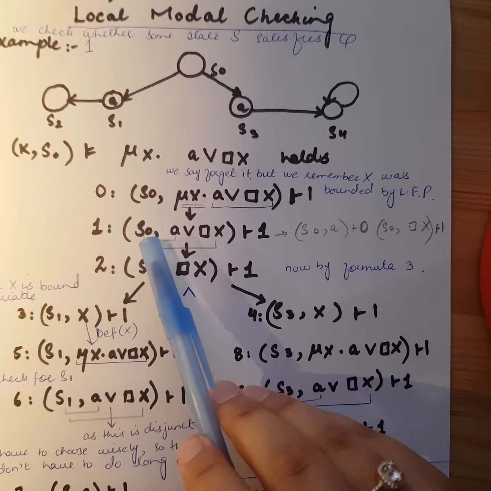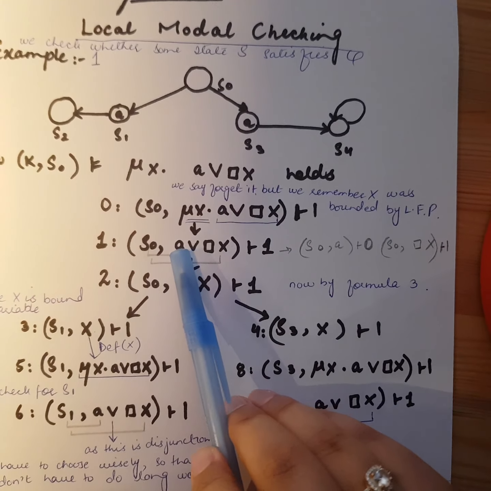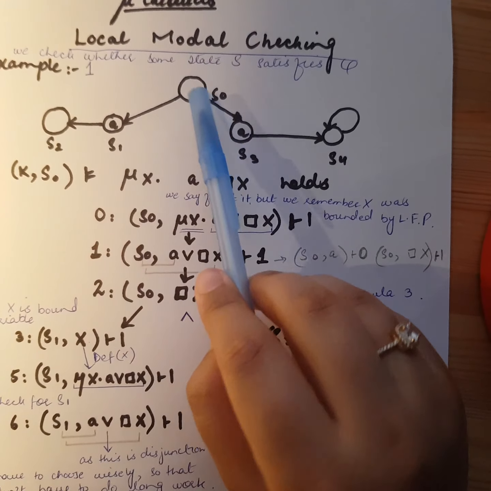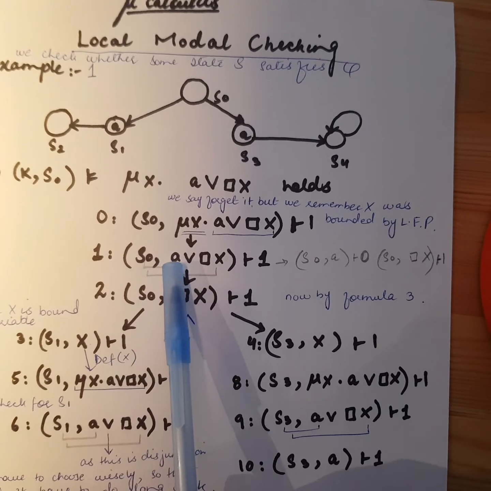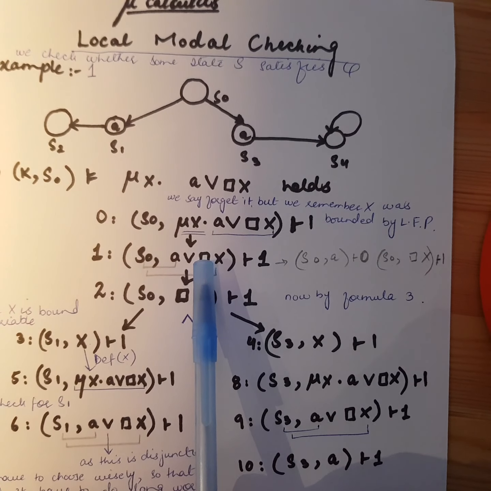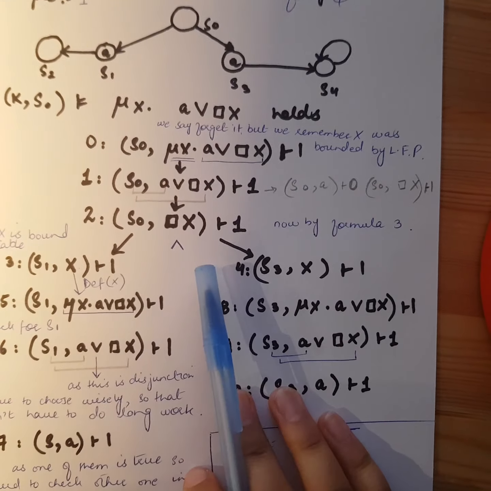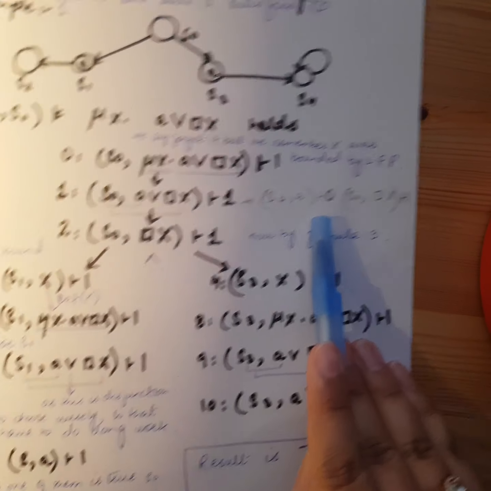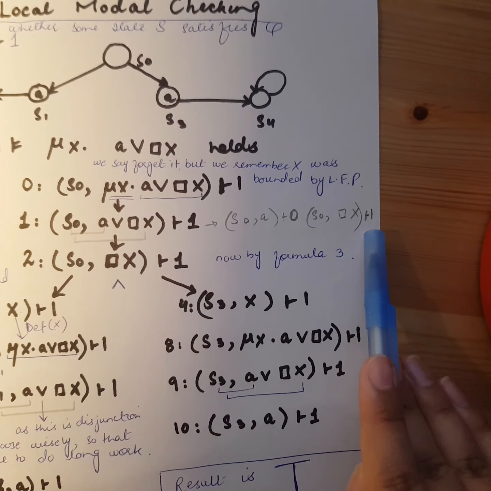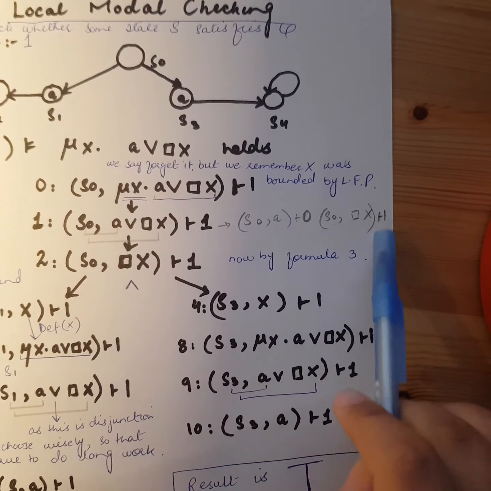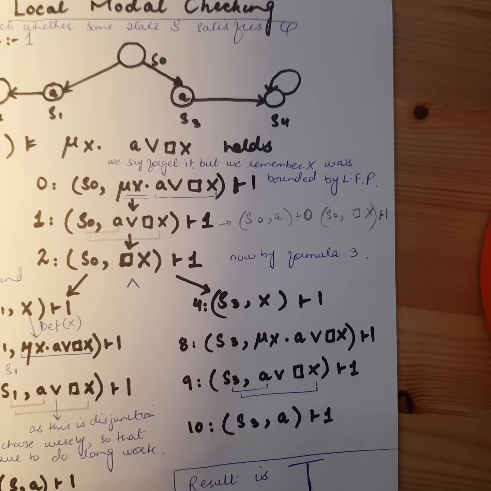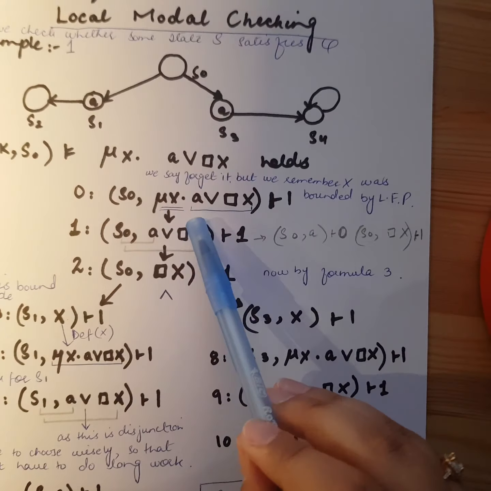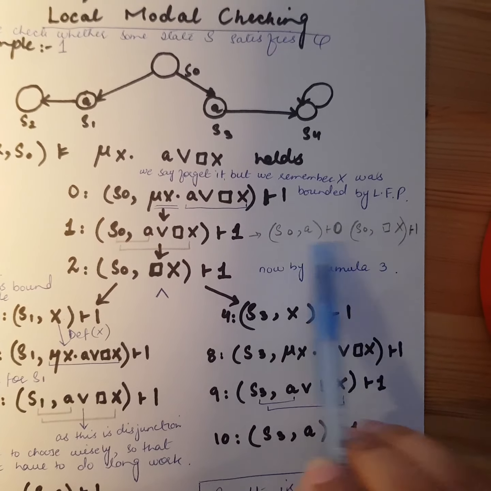If we check S naught and A here, there is no A in S naught, so it's false. So we won't take S naught and A, we will take S naught and box x. S naught and A is false, and S naught and box x is true. I have done this for your understanding, but once you get to know how to solve the problem, you just do it quickly. You don't have to follow this step.